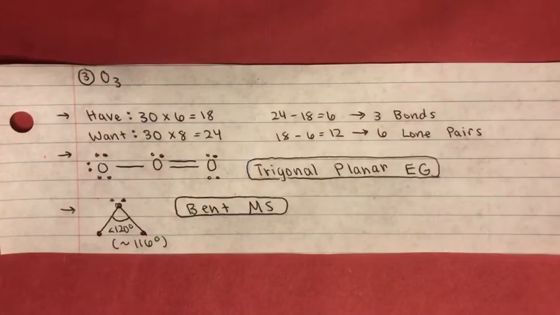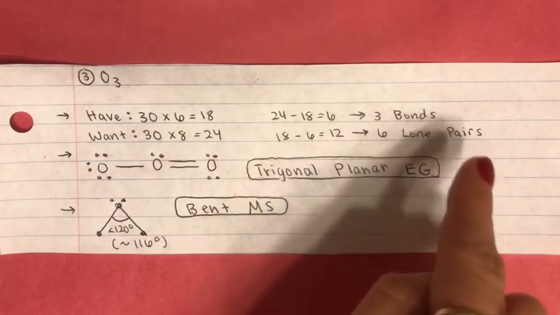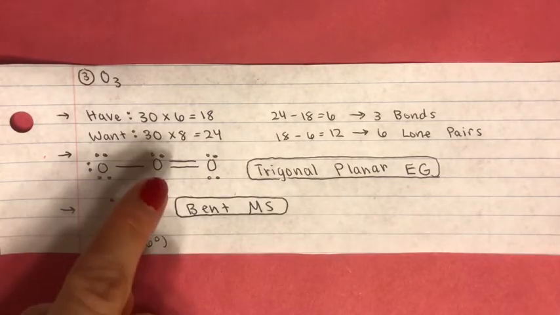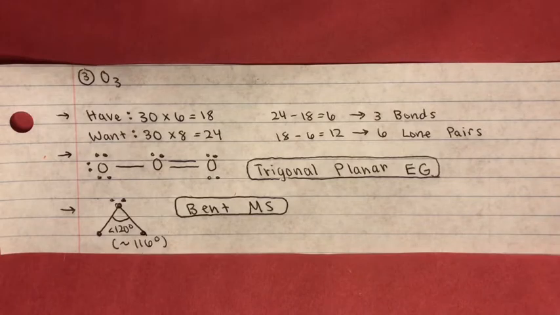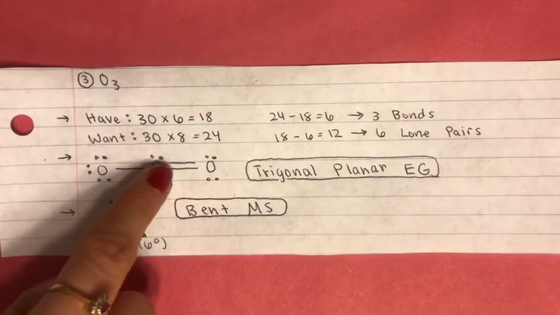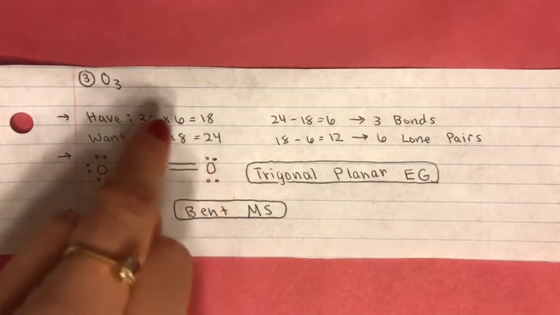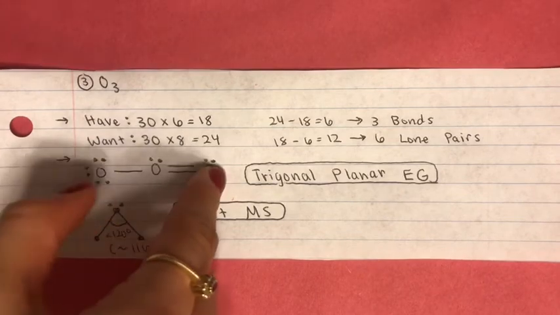This is the third example, O3. O3 has 3 bonds and 6 lone pairs. Here is a drawing of the electron geometry, with 1 oxygen in the center and 2 oxygens surrounding it. Each oxygen is balanced with 8 electrons. Now, the electron geometry is going to be trigonal planar because the center atom is surrounded by 3 groups of electrons. Here's the first one, here's the second one, and here's the third one.